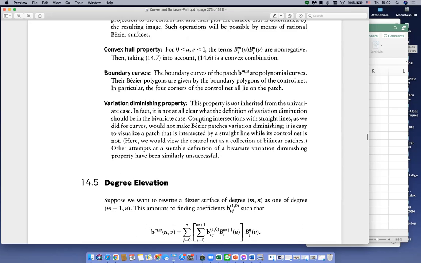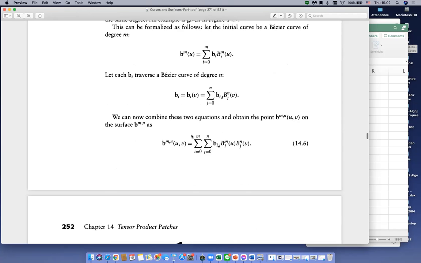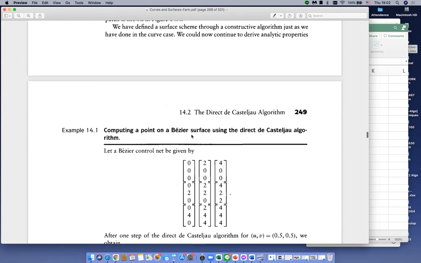Okay, I'm not going to make you confused. The fourth is the variation diminishing property. You can try to understand it, but I'm not going to detail it. This one is not that important.